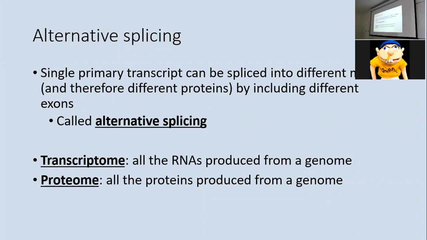There's some stuff that we just never use. And so we can make these transcripts. But because we can take each of these transcripts and maybe make a few different things from each of them, basically you can make more proteins than you can make transcripts. So all the proteins that your genome is able to produce is your proteome.